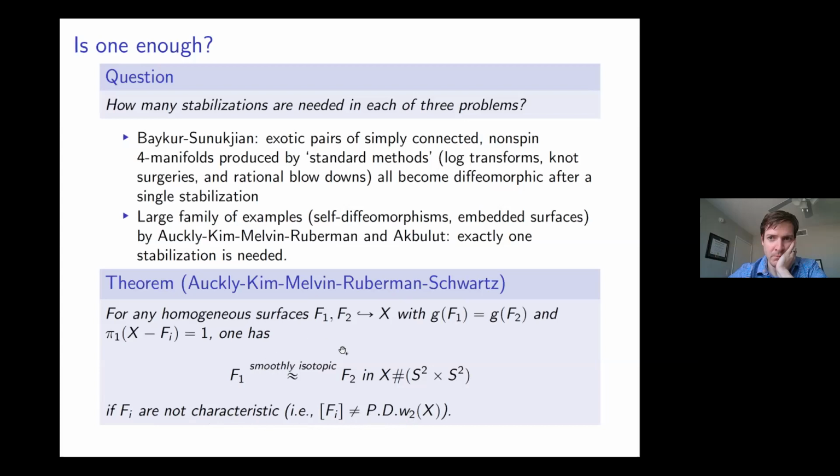Okay, they also prove a similar result for characteristic classes, and that uses a single twisted stabilization. So as you can see from these three instances I list here, it sounds like one stabilization is always enough, right? And this motivates the following speculation. Maybe a single stabilization is always enough in all these three problems.